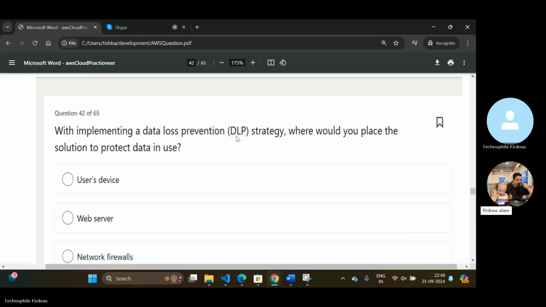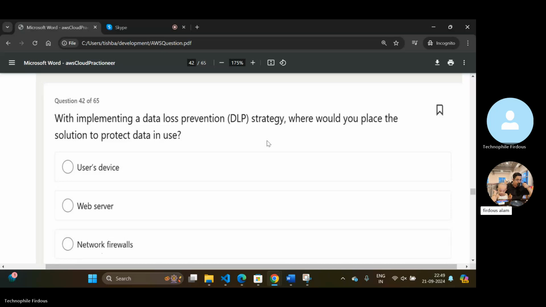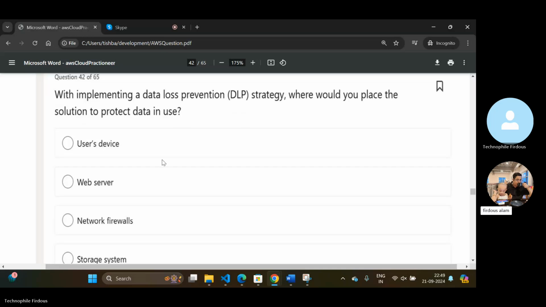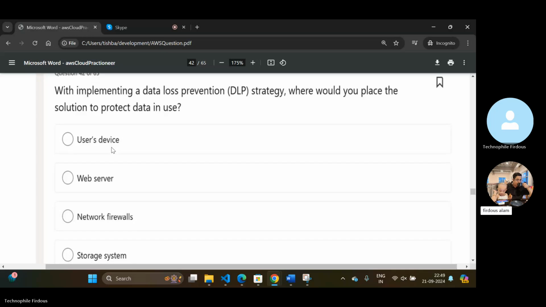The next question is about the implementation of a data loss prevention, DLP, strategy. Where should you place the solution to protect data in use? It's talking about the data loss prevention strategy, but we have to protect the data in use, while it is being used. So where should we implement this strategy? Since it is talking about in use, I would go for user device. User device should be the correct answer.